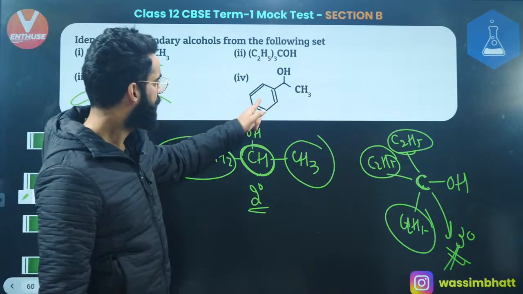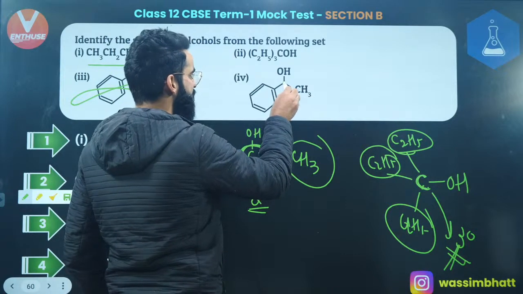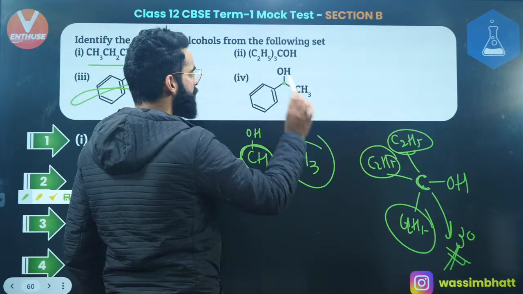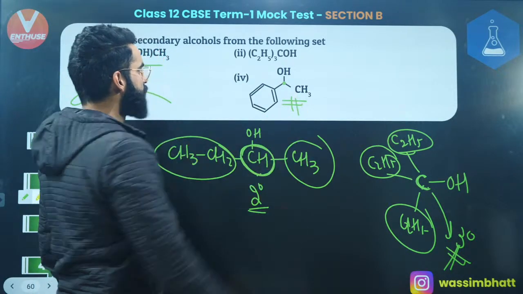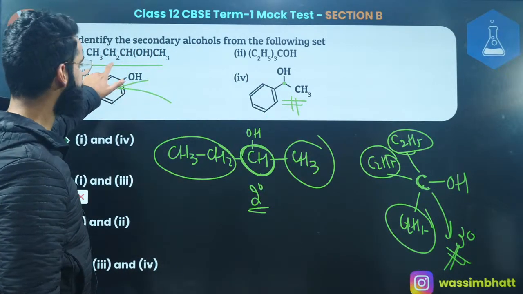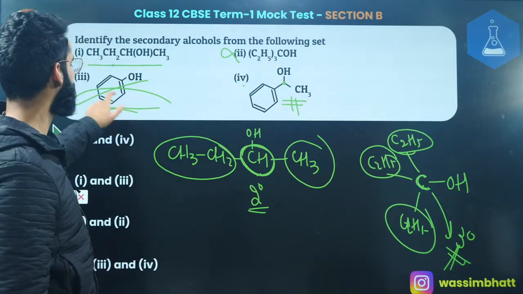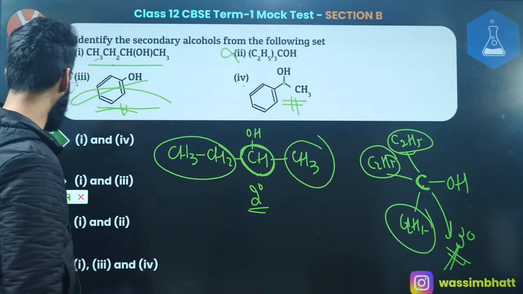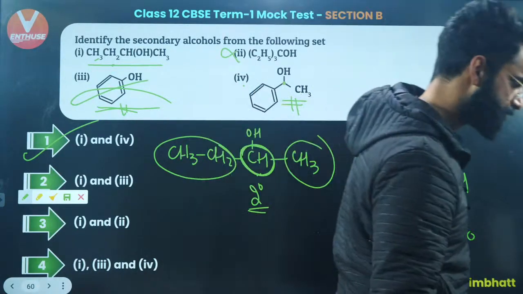Okay. What about this one? If you talk about this carbon, on two sides of it you have got carbon atoms attached, so it's again going to be secondary. So which all are secondary? First one is secondary, fourth one is secondary. This one is not secondary, it's 3 degree. This is phenol, I've got nothing to do with this. So 1 and 4. Where do we see 1 and 4? Option 1. So option 1 is going to be the correct one among all, right?